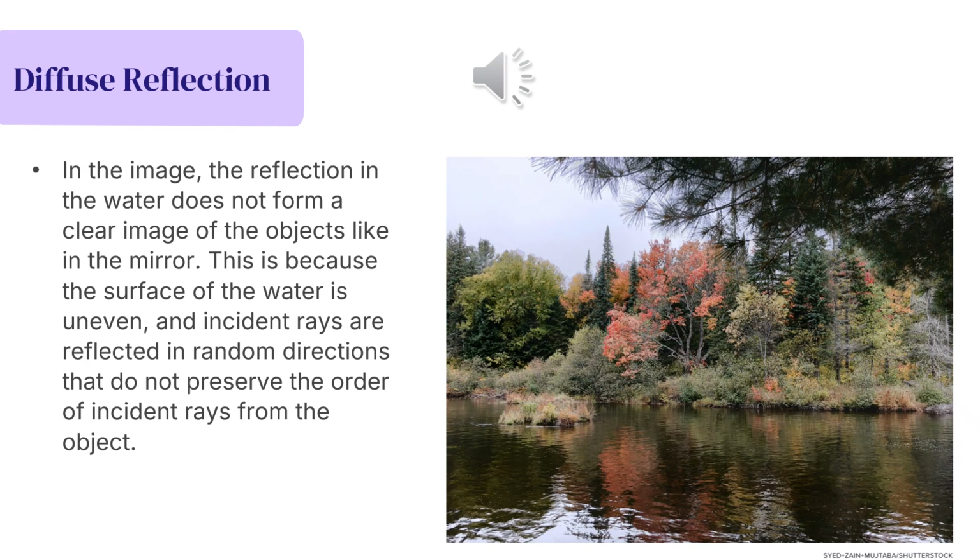In the image, the reflection in the water does not form a clear image of the objects like in the mirror. This is because the surface of the water is uneven, and incident rays are reflected in random directions that do not preserve the order of incident rays from the object.